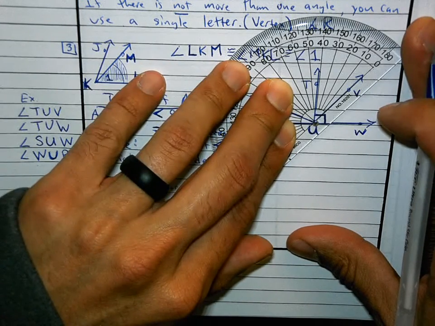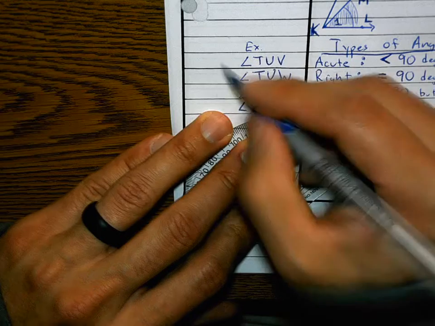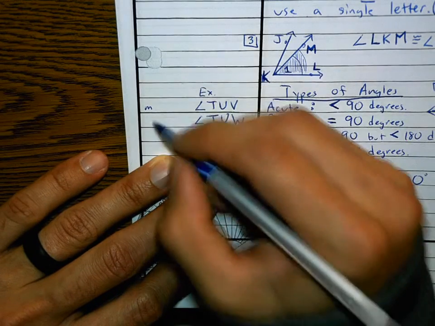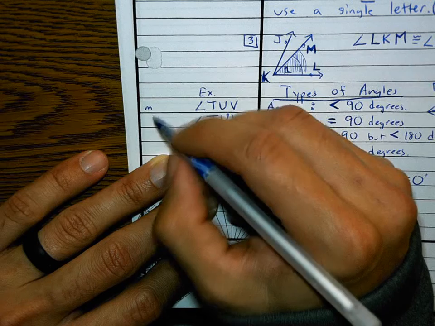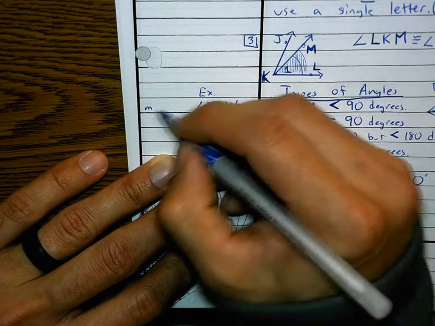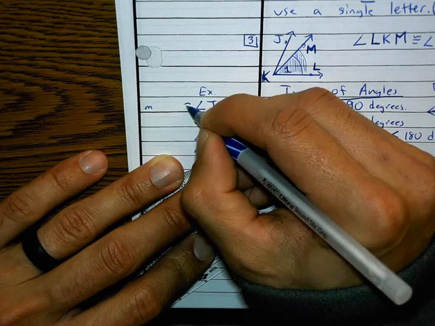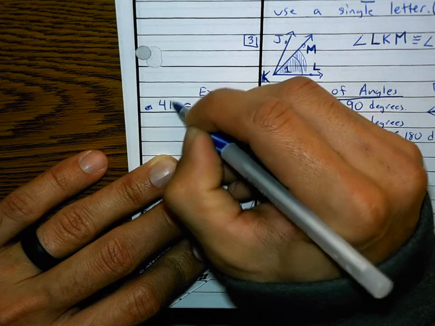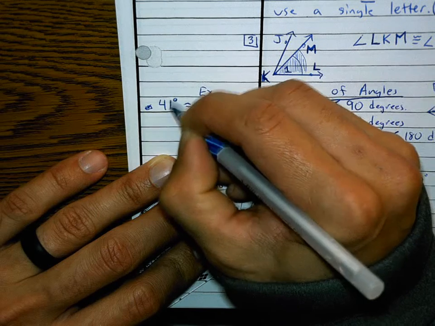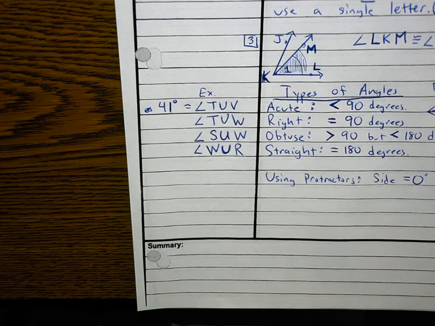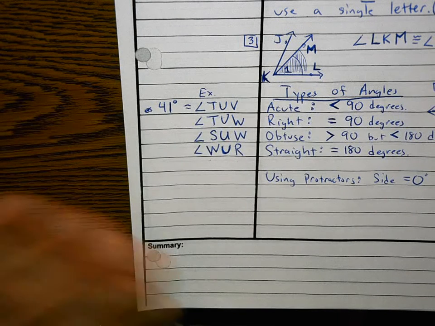The way I would write that is like this. Okay, here's my example. The measure of this angle, I'm going to put is about equal to 41 with a little degree symbol like that. That's what my angle is about. It's about 41 degrees. Okay?